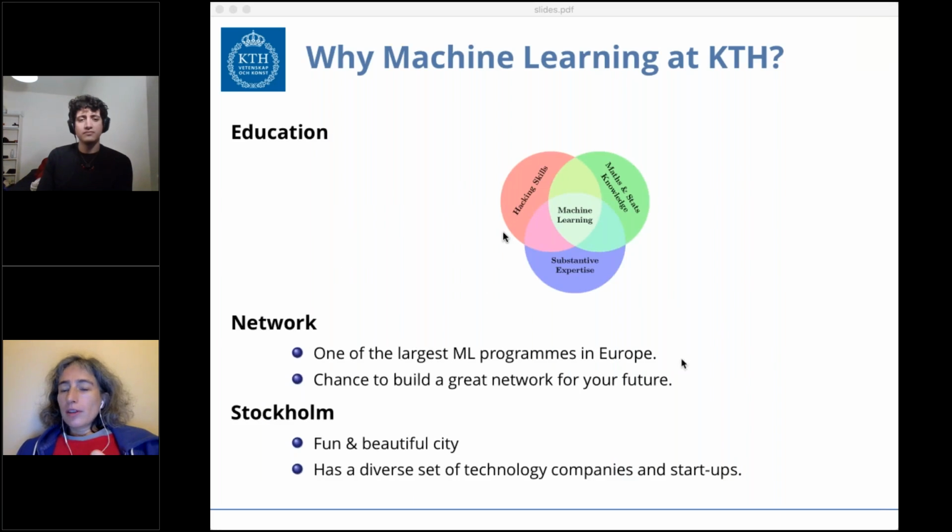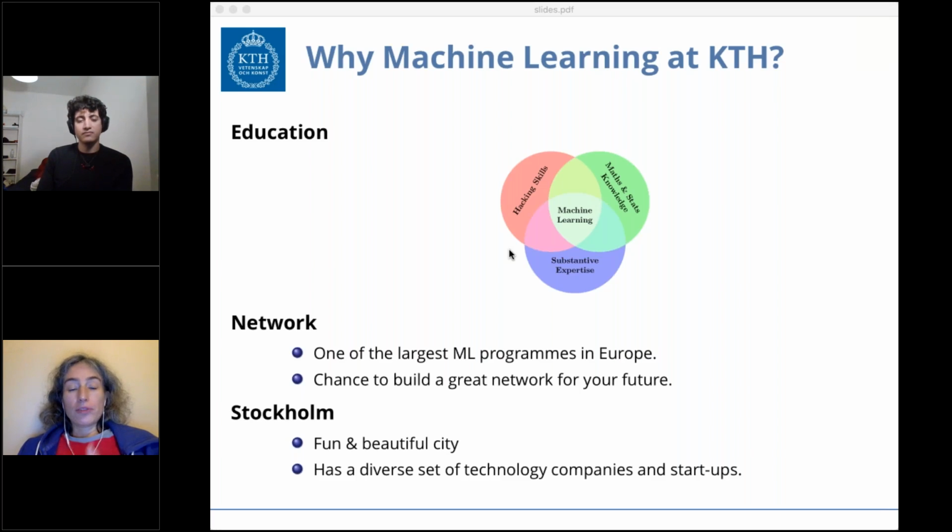Secondly, network. The machine learning program at KTH is one of the largest machine learning programs in Europe. So this is a great chance to build a great network for your future and just to meet lots of different people who have a passion for machine learning.